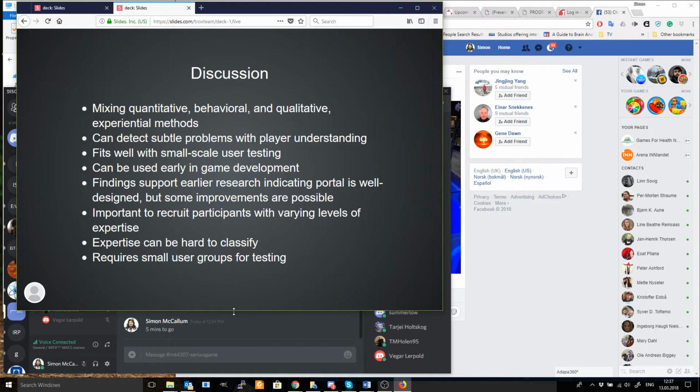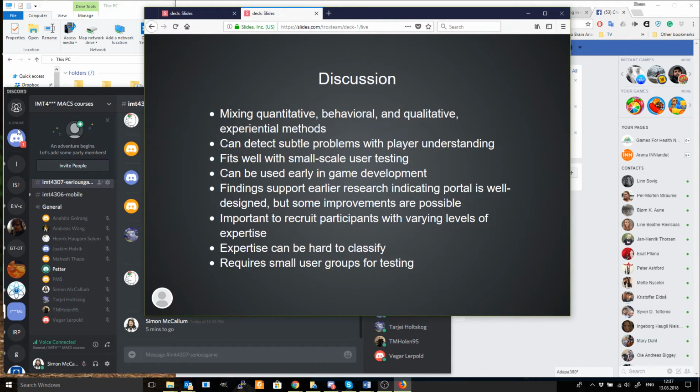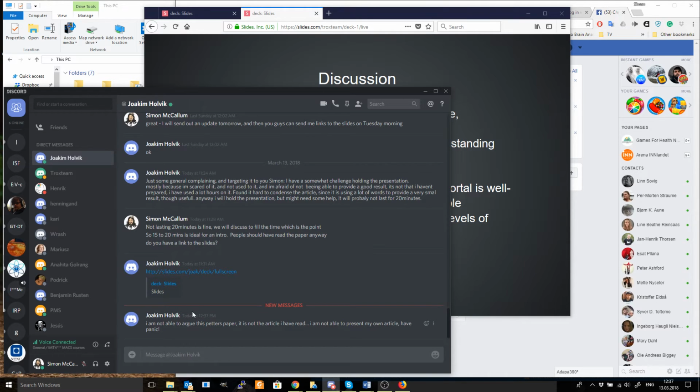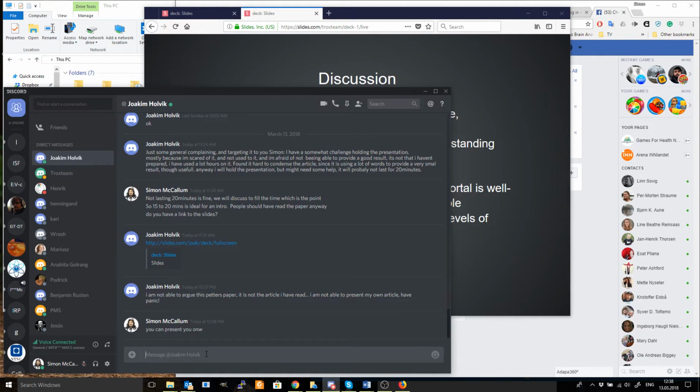And it's very important to recruit participants with varying levels of expertise. As we saw, the intermediates had a breakdown on a level where novices weren't that bothered. Some of the limitations here is that expertise can be very hard to classify, and you will need to create a new way to classify it for the different types of games you might use this on. And that it requires small user groups, as doing the interviews and the qualitative analysis would be nearly impossible with a very large sample.